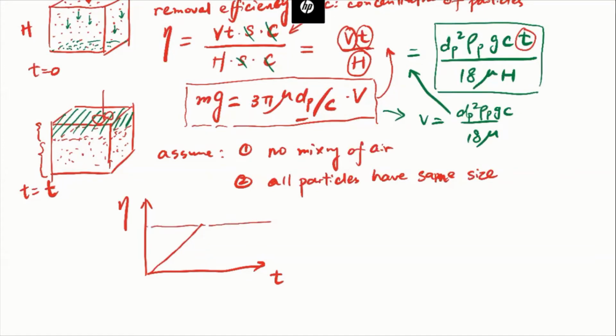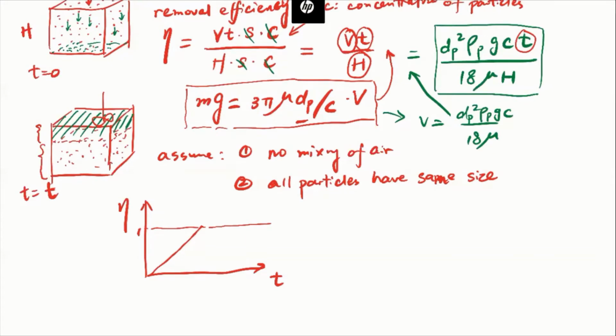So this removal efficiency cannot reach above 1 because there's just a limited amount of particles in the system. And once the particles at the top of the chamber settle down to the ground, then there are no more particles, right? So that's why it's going to follow this line here after a certain time.